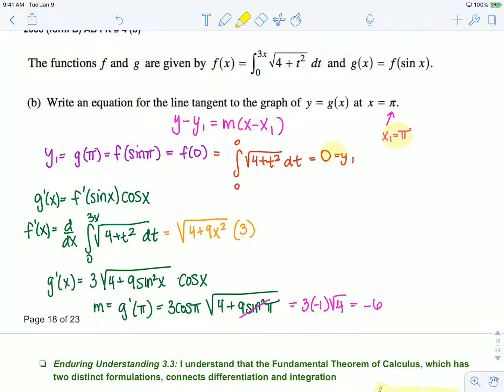We have x1, we have y1, and we have m. So the equation of the line is y minus 0 equals -6 times x minus pi. And we can leave our answer in point slope form.